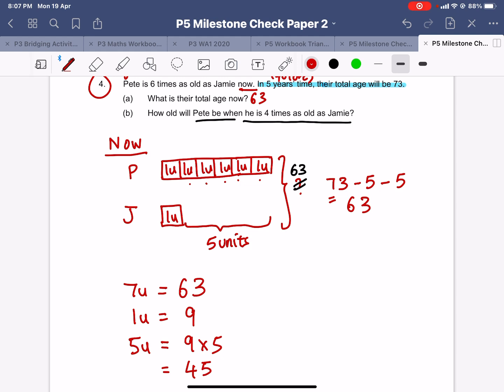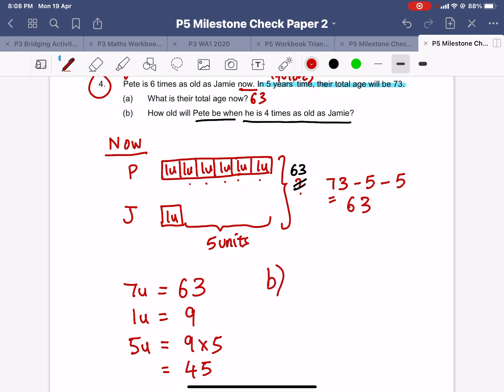It means that no matter how many years have passed, there will always be one person older than the other person by 45. Okay, this gap will never change. 10 years later, I will still be older than you by 45 years. 20 years later, I'm still going to be older than you by 45 years. Right? Because you grow old, I also grow old.